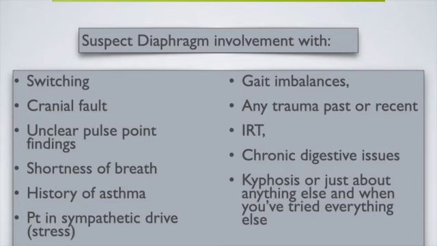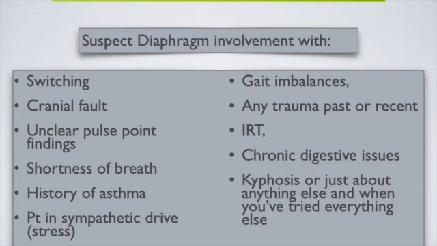So a couple slides here, slide number 17 and 18. We are trying to summarize how you would go about working with the diaphragm. So you would suspect the diaphragm being involved if the following things are found, which is pretty much everything. Switching, cranial faults, unclear pulse point findings. Session 5 we talked about if the pulse points just aren't clear, or you're getting no positive TL at the pulse points, or you're getting everything TLing at the pulse points.